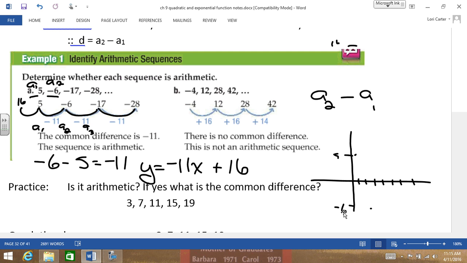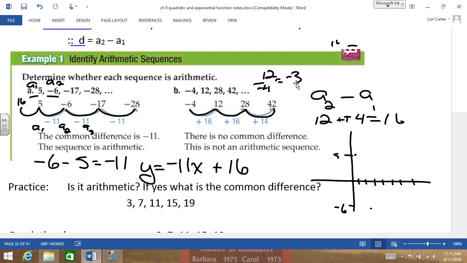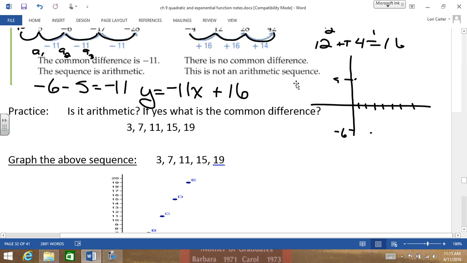Alright, so the next one, I take A2 minus A1. So it's 12 minus a negative 4, which is 16. Is it 16 every time? No. Is it multiplied every time? Let's try. What's 12 divided by negative 4? Negative 3. Okay, negative 3 times 12. Does that equal 28? No. So it's not arithmetic or geometric. Will there ever be one that's not geometric?